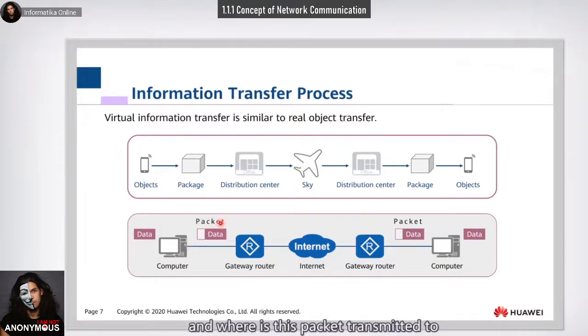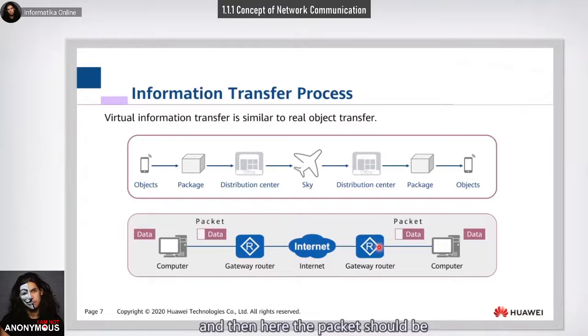And where does this packet transmit to? First it is transmitted to a gateway router. Here, the gateway means the router used to connect the computer to the internet. So this is the first router. The packet is transmitted to the gateway router, and then through the internet to another gateway router.